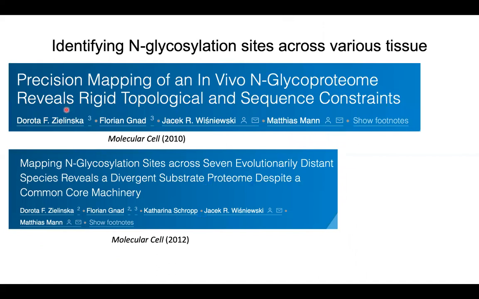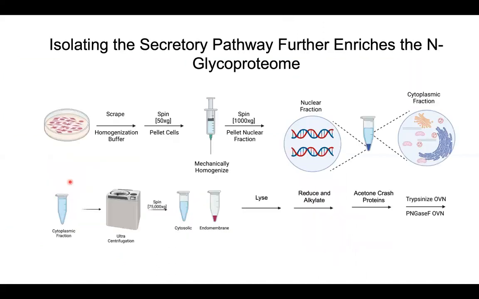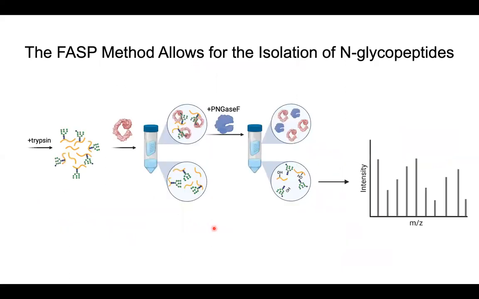We developed a method to further analyze the glycoproteomes of cell lines using these 2 papers, which map N-glycosylation sites across a multitude of tissues and species. The first thing we did was to isolate the secretory pathway using a method that was developed in the lab. By mechanical homogenization and differential spinning, we can isolate the endomembrane compartments, further enriching the secretory pathway where N-glycosylation occurs.